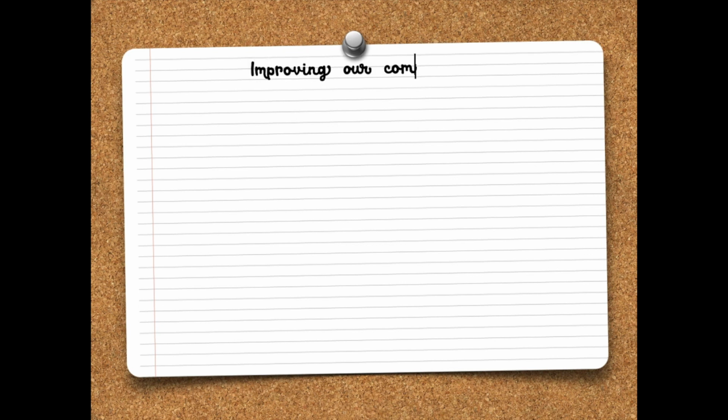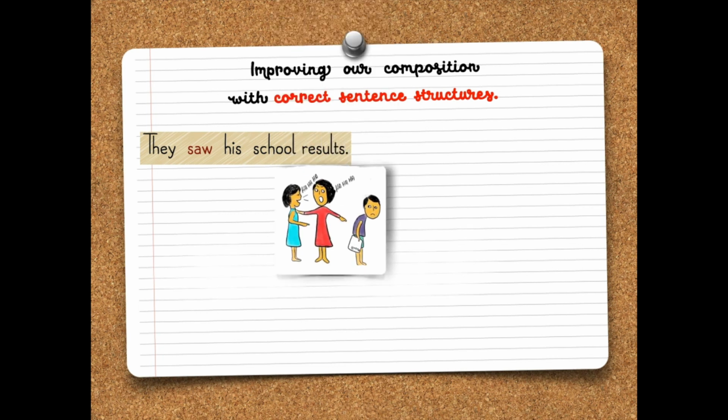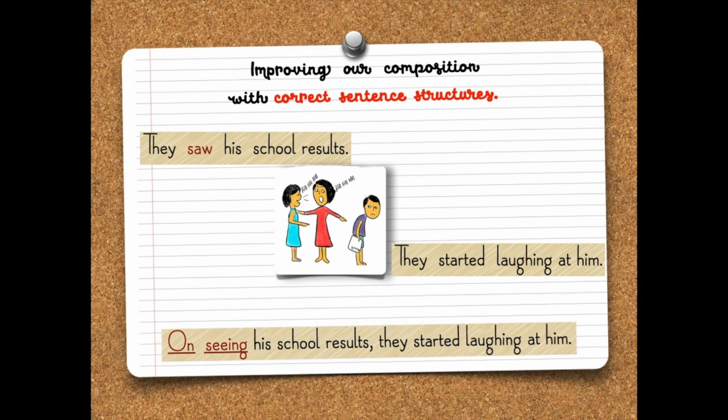Now, children, here are some tips on how to improve your composition with correct sentence structure. Suppose you have two ideas. They saw his school results. They started laughing at him. Now, can you link these two ideas to make a complex sentence? So, did you find it? Well, let me help you. On seeing his school results, they started laughing at him. On seeing is the present participle of the verb to see.